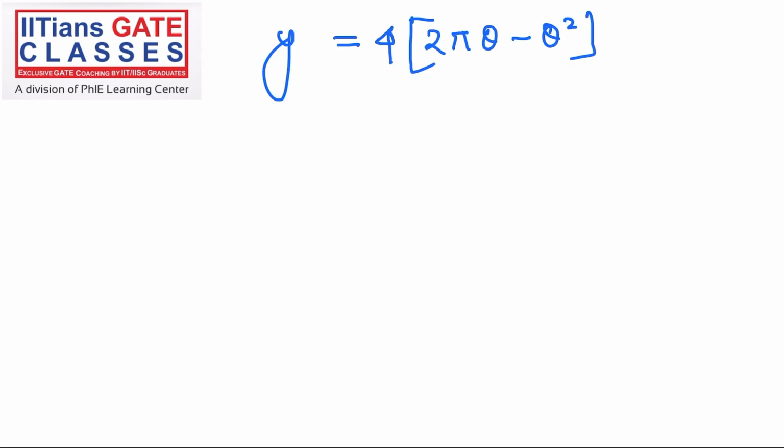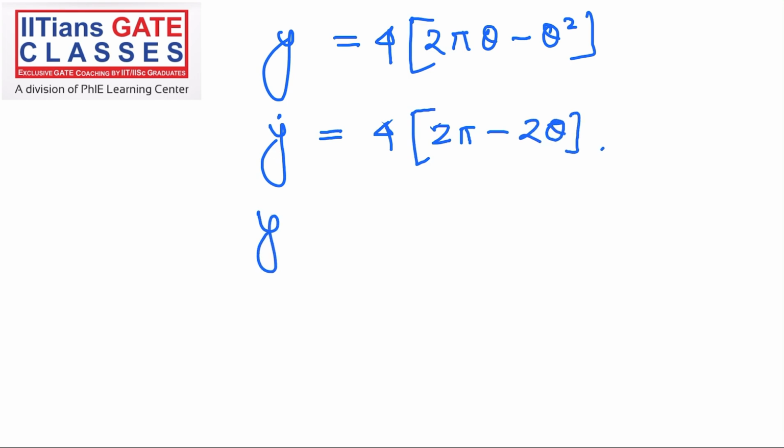Let us differentiate it, so we'll get the velocity. Velocity is equal to 4 times 2 pi minus 2 theta. Let us differentiate it once again. So this is basically velocity, this is basically acceleration. This is equal to minus 8.